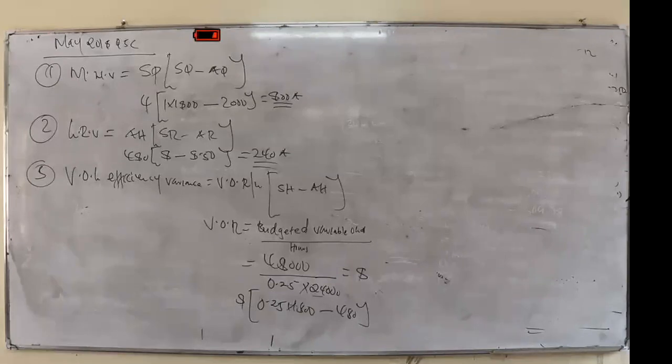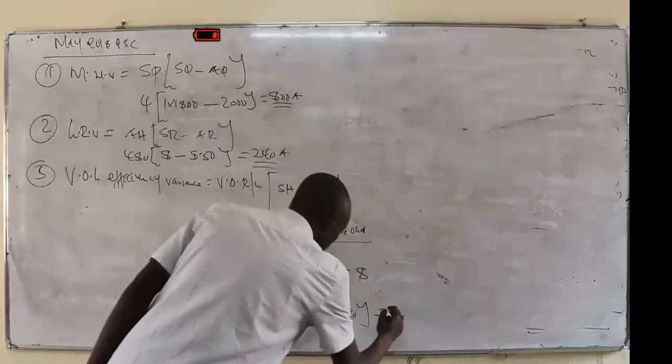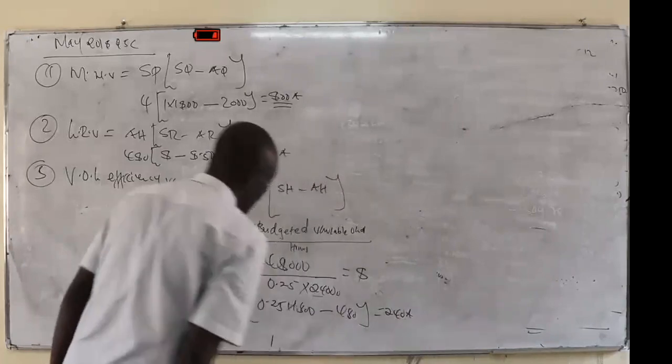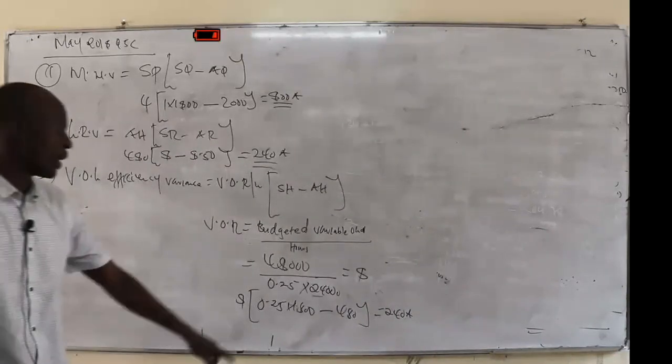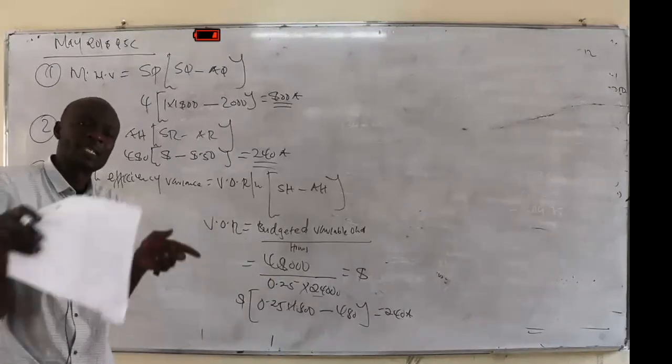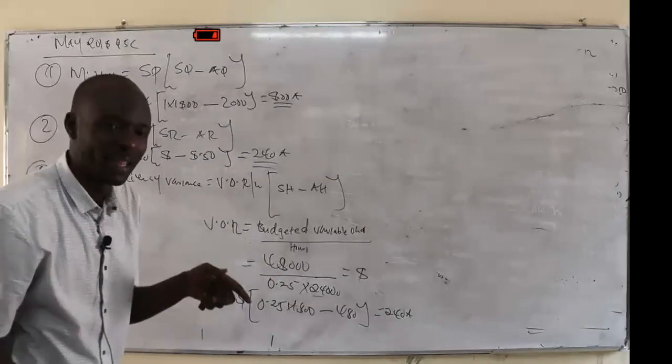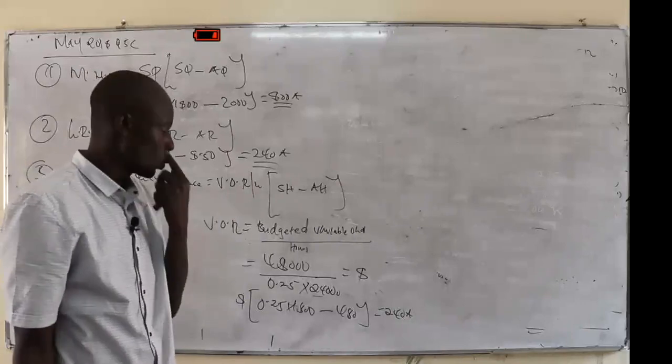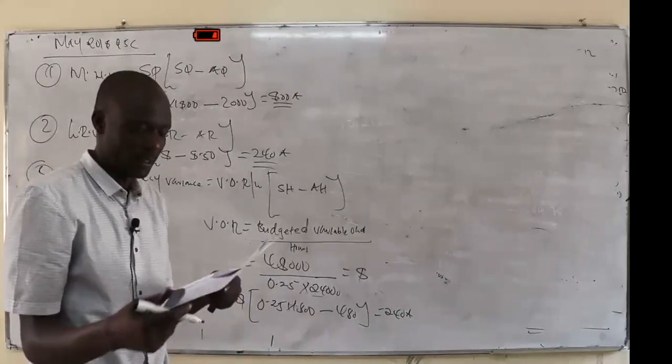So you get 240 adverse. These are the hours that you had allocated for them to work, and they worked more than that, so this one will be adverse. That one will be adverse.